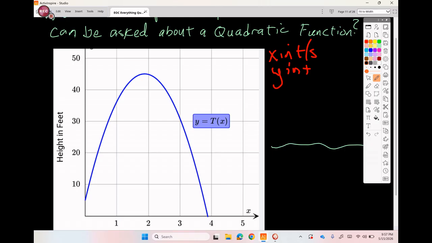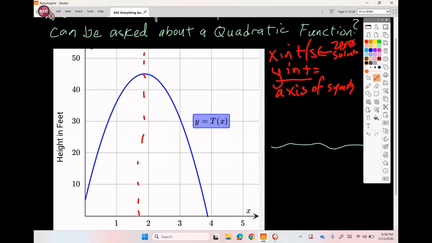Y-intercepts. In this case, one y-intercept. The U is not going to turn back around and hit the y again. In this case, don't forget the words that mean the same: zeros, solutions. Y-intercept is self-explanatory. They can also ask you where the symmetry is, where the axis of symmetry is.